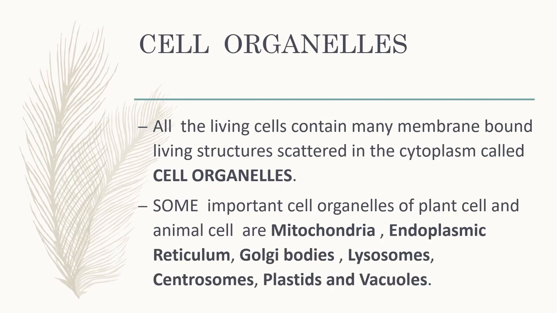Now we will take the next learning objective, that is cell organelles. All the living cells contain many membrane-bound living structures scattered in the cytoplasm called cell organelles. Some important cell organelles of plant cell and animal cell are mitochondria, endoplasmic reticulum, Golgi bodies, lysosomes, centrosomes, plastids, and vacuoles.